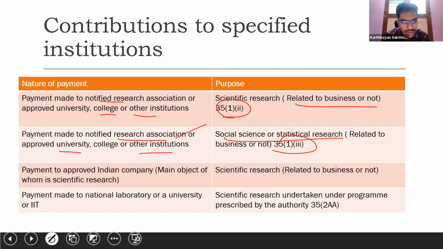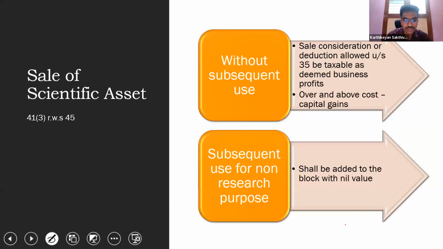If it is made to any Indian company whose main objective is to research, அப்படி போயிருந்ததுன்னா scientific research cost alone can be claimed as reduction. If the payment is made to national laboratory or a university or an IIT, scientific research undertaken under a program prescribed by the authority. So இதுல வந்து mostly it will be only for the business purposes, right?